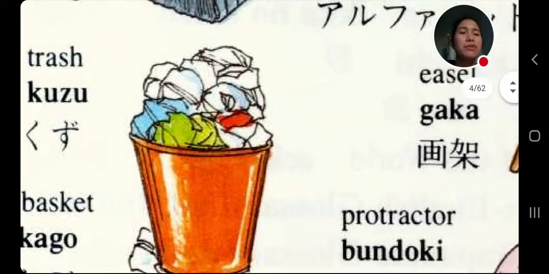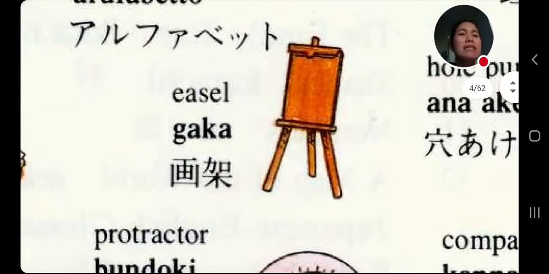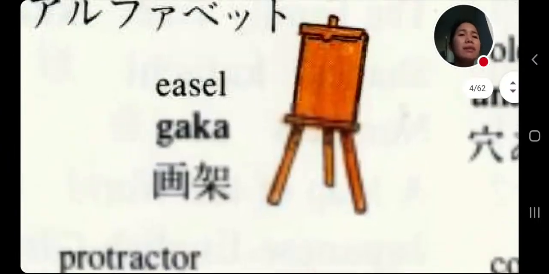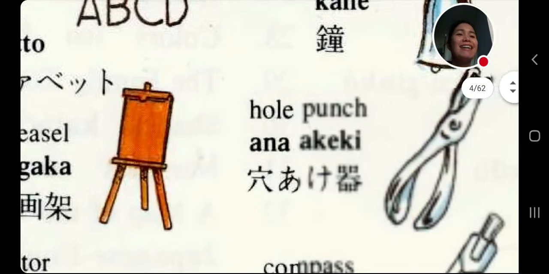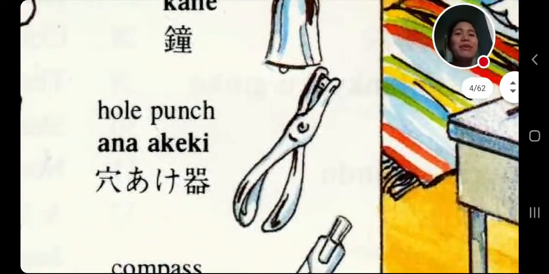Kuzu, trash. And then we have this easel. Easel yan, yung parang ito. That's gaka, easel. If you want to paint, or hang something, na nakaganyan, no? Easel. That's gaka. Gaka ka! O, iba yun. Gaka. Gaka ka? Easel ba? Is that an easel? Gaka ka? So, iba yun. Para lang maalala yung joke.